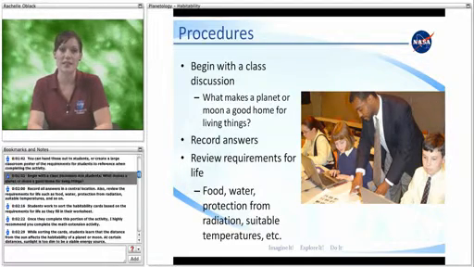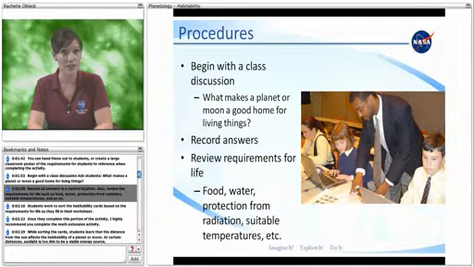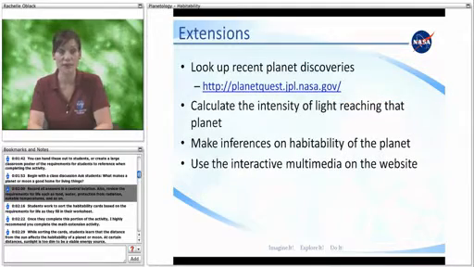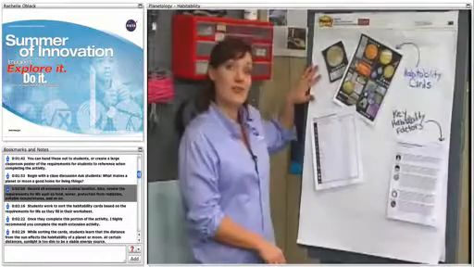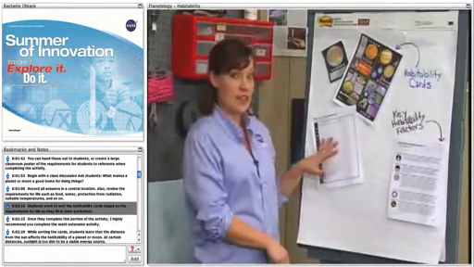Begin with the class discussion. Ask students, what makes a planet or moon a good home for living things? Record all answers in a central location. Also, review the requirements for life such as food, water, protection from radiation, suitable temperatures, and so on. Students work to sort the habitability cards based on the requirements for life as they fill in their worksheet. Once they complete this portion of the activity, I highly recommend you complete the math extension activity.